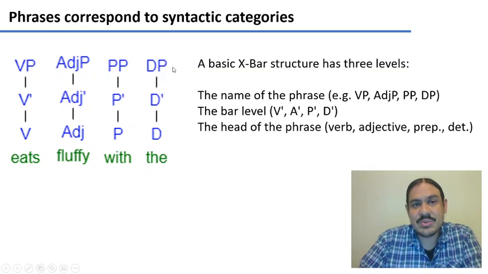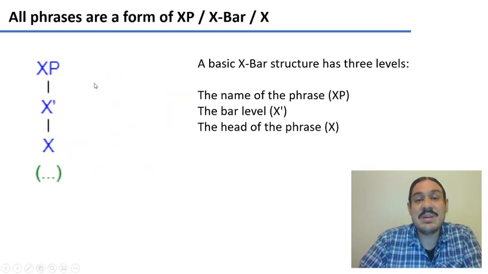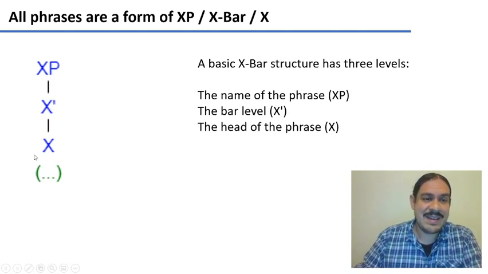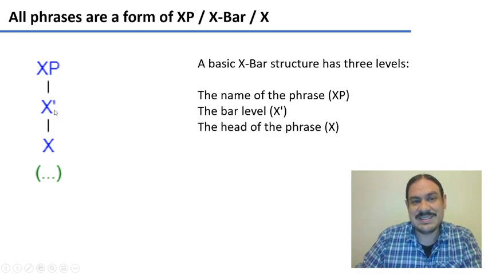And because all these are so similar, phrase, bar, head, we're going to summarize this by saying that these are X phrases for any kind of phrase, X bar for any kind of bar, and the head X. This is why this is called X-bar structure, because we're going to have a phrase with a main word or a head, and then with additional structure that's attached to it through the bar levels.